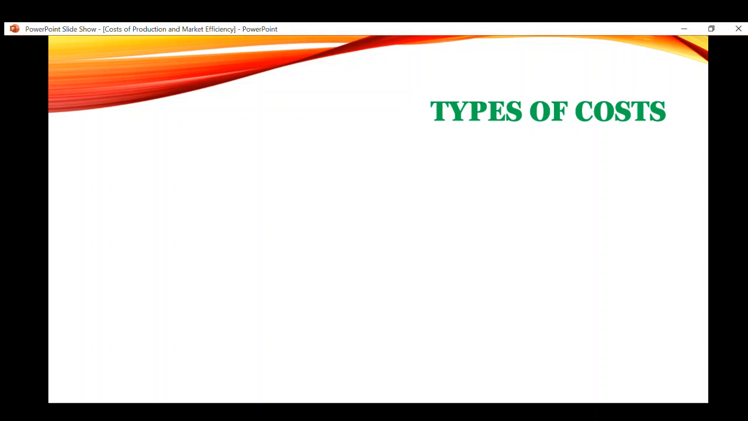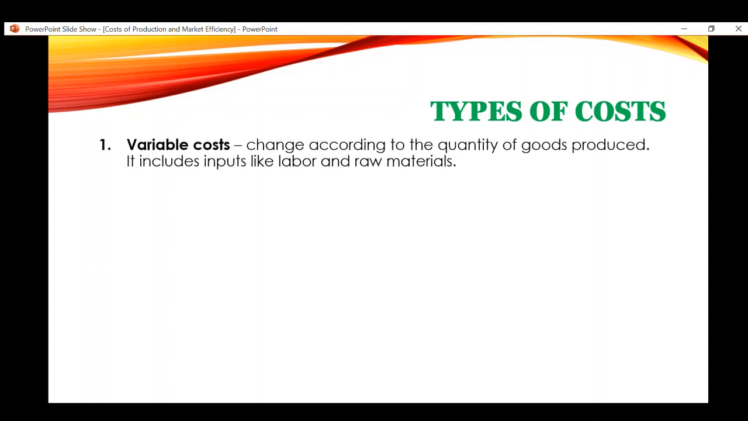Then we proceed to the types of costs. So we already mentioned that there are explicit costs and implicit costs. So there are several types of costs. So we will discuss here some of the most common terms in relation to cost. So we have the variable cost. So this changes according to the quantity of the goods produced.